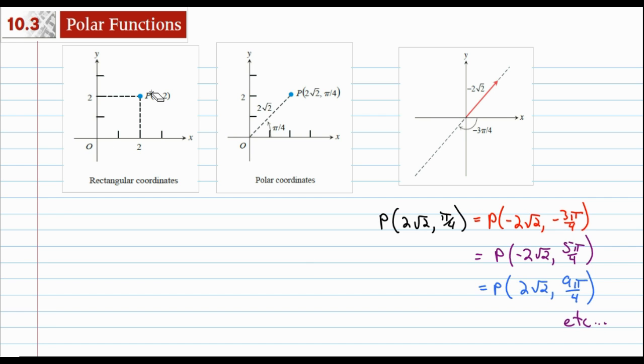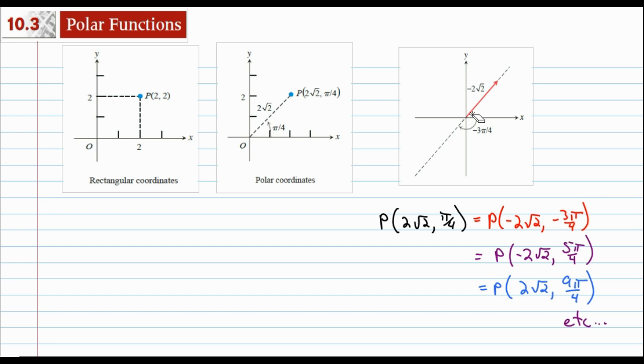Rectangular coordinates are your typical x comma y, so 2 comma 2 would be right 2 up 2. Polar coordinates are expressed as a rotation of an axis around the origin and then a distance from the origin. So the point in polar, 2 square root 2 comma pi over 4, is a rotation of pi over 4 that is 2 square root 2 units away from the origin.